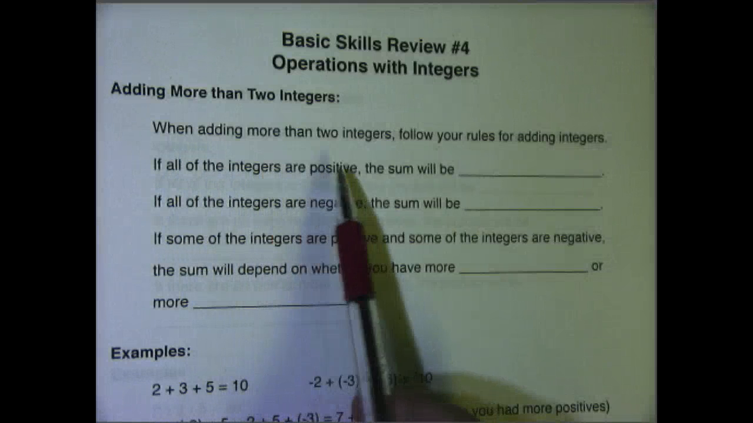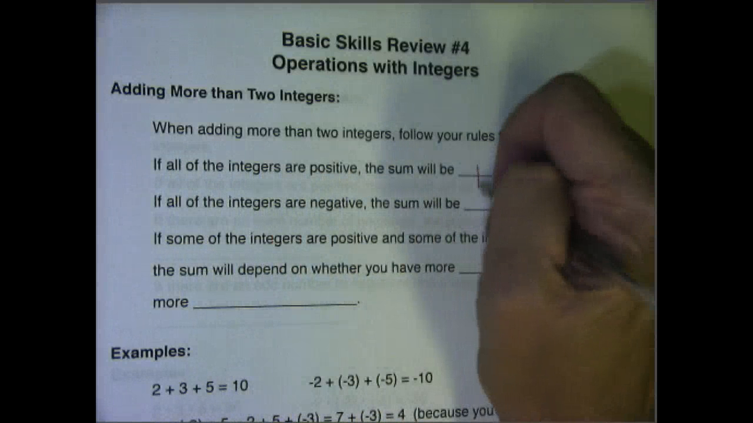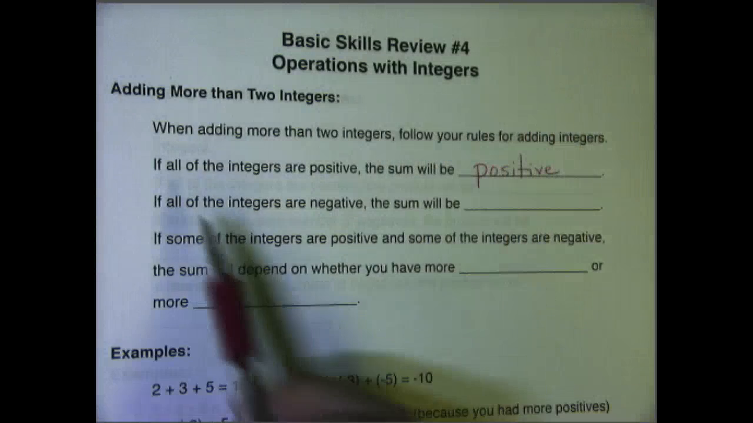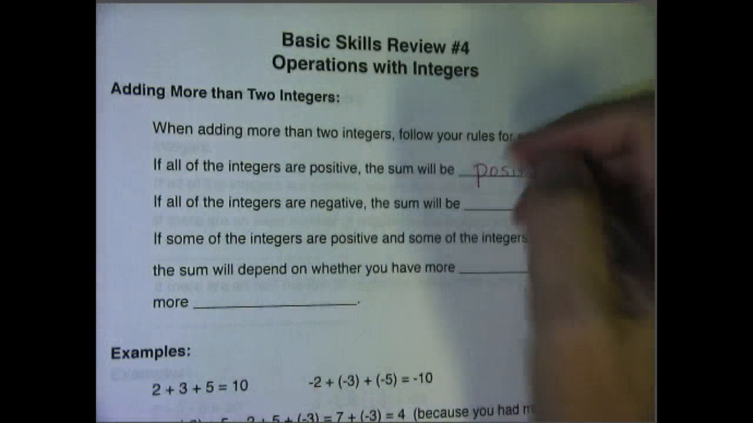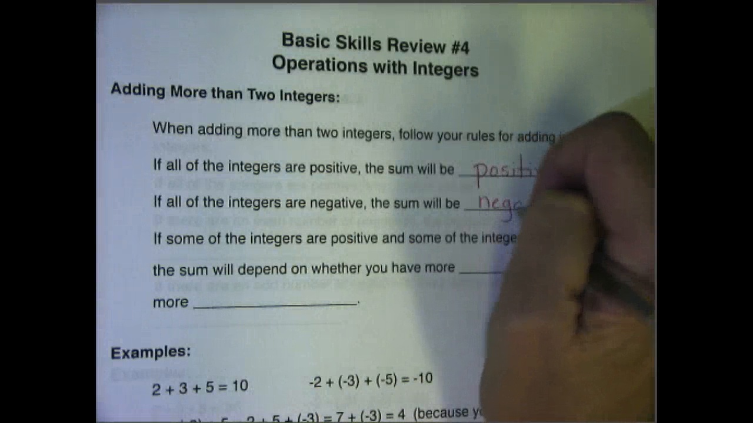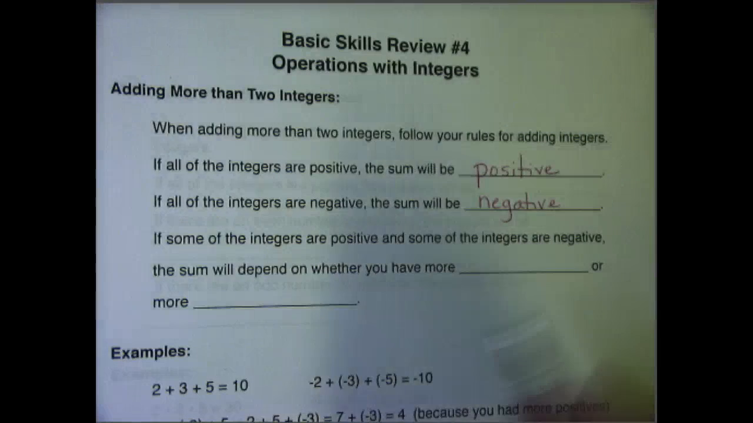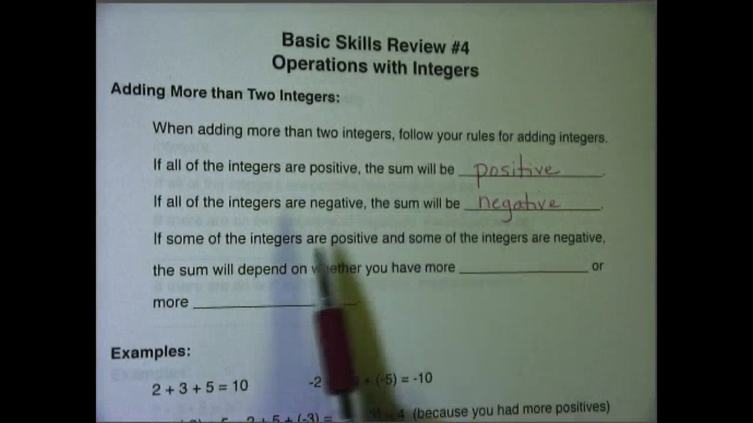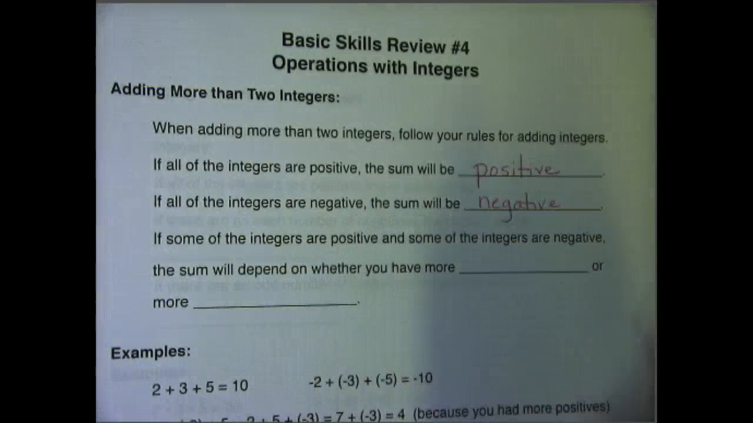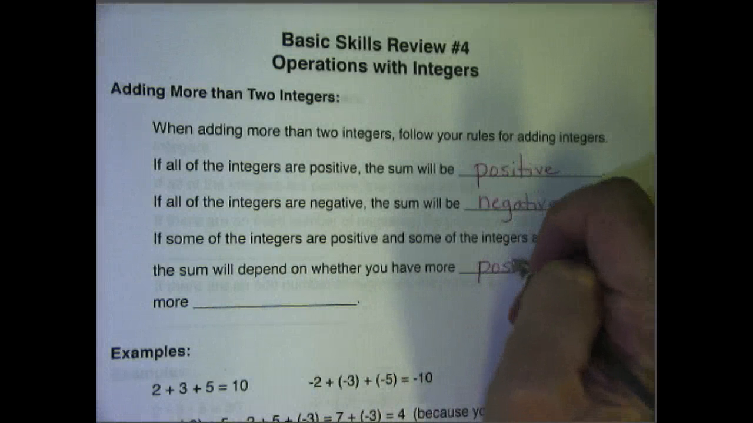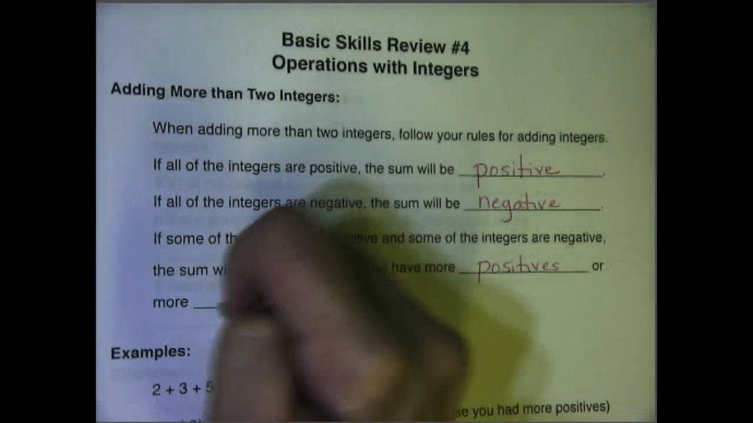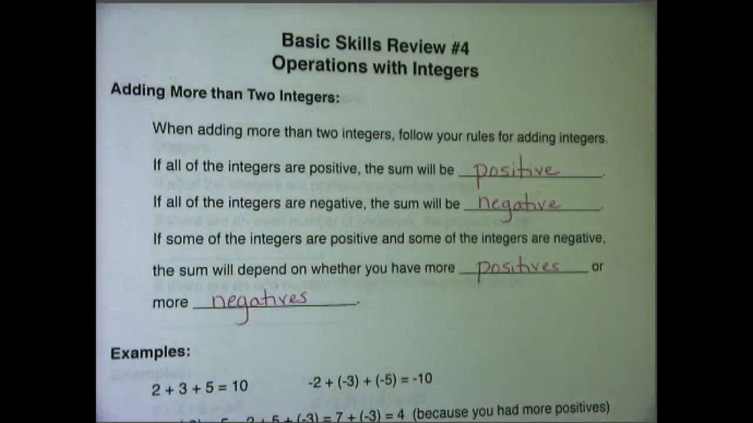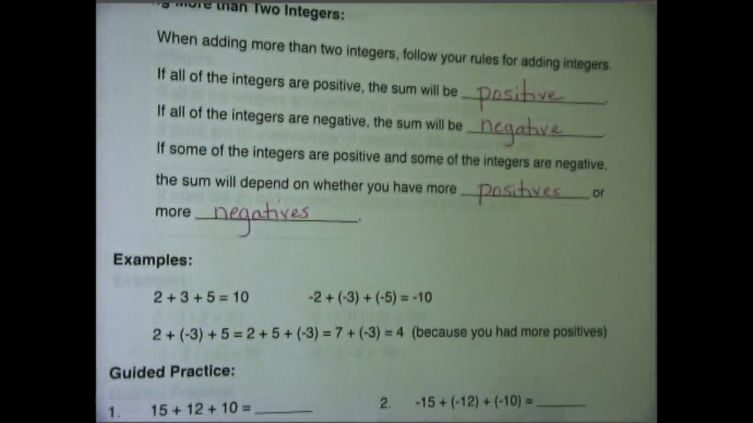If all of the integers are positive, the sum will be positive. If all of the integers are negative, the sum will be negative. If some of the integers are positive and some of the integers are negative, the sum will depend on whether you have more positives or more negatives. So let's look at the example.